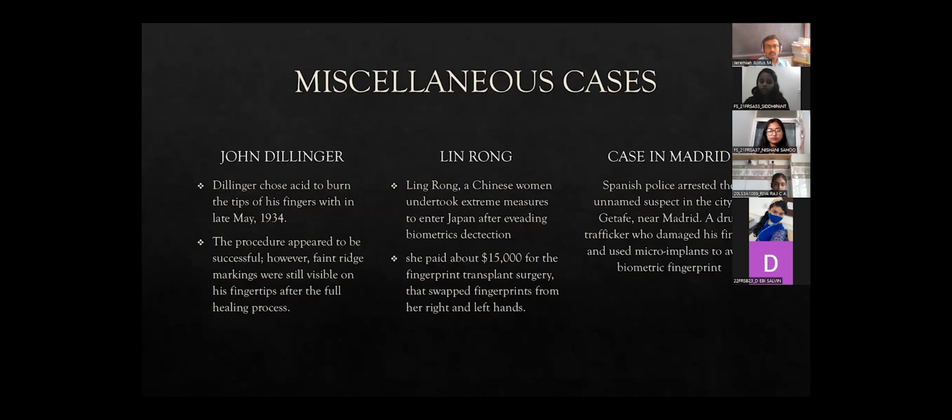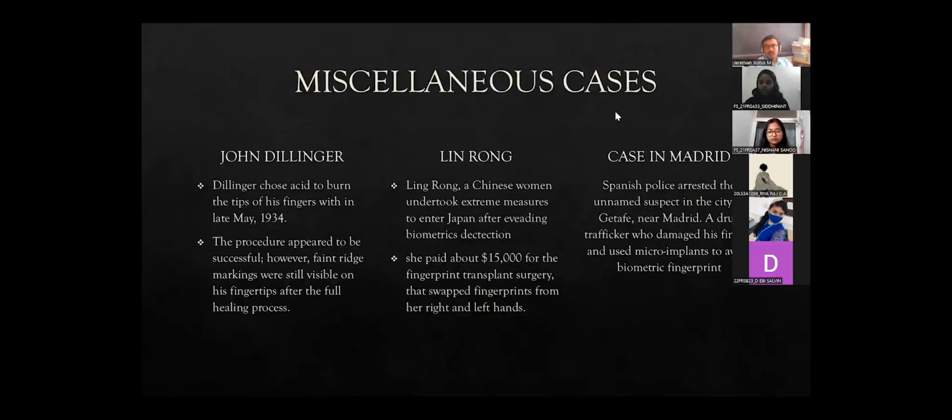Second was that of Lin Rong. Lin Rong was a Chinese woman who undertook extreme measures to enter Japan after she was deported from the country. She paid about $15,000 for fingerprint transplant surgery and swapped her fingerprints between her right and left hand. Patches of skin from her thumb and index fingers were removed and then grafted onto the ends of the fingers of the opposite hands. As a result, her identity was not detected and she could enter Japan illegally again.